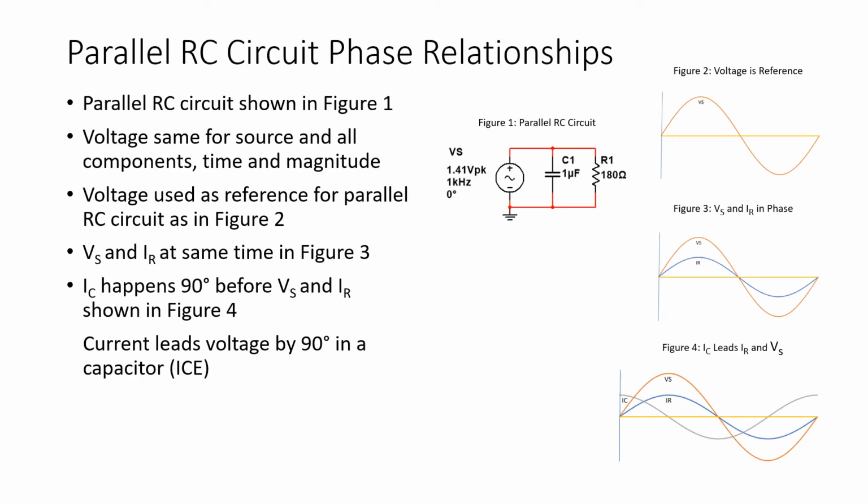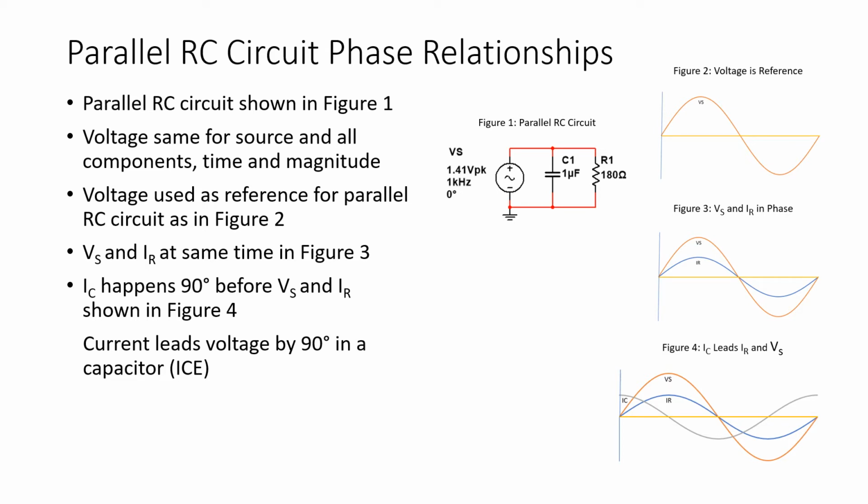Now let's look at the phase relationships of a parallel RC circuit. In a parallel RC circuit, such as that shown in Figure 1, all the voltages are the same. V source equals VC1 equals VR1, and these voltages are the same in both magnitude and time. So with this parallel RC circuit, we're going to use voltage as our reference.